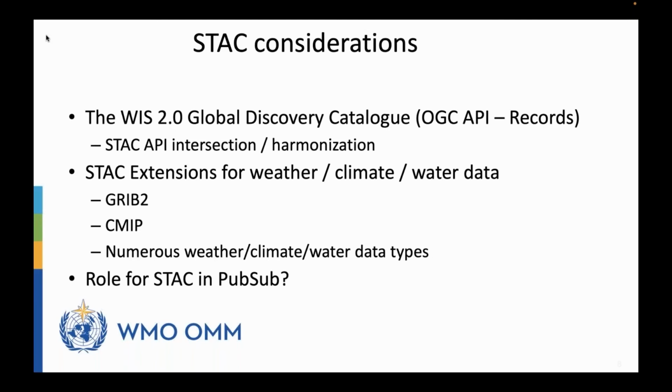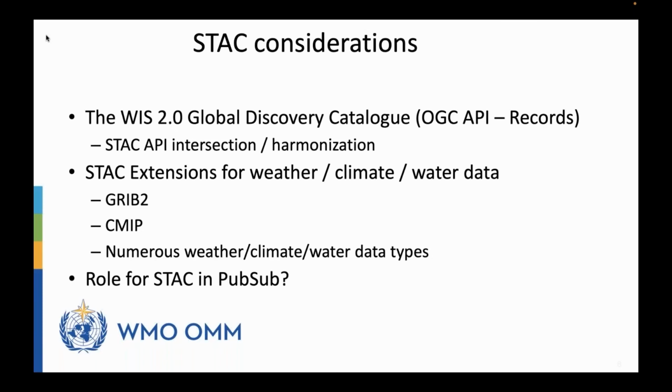Other areas where some consideration will be valuable are potentially STAC extensions for weather, climate, and water data. I showed a screenshot of a GRIB2 file, which was showing a bunch of foreign members in the STAC item. So can we envision extensions for the weather community around doing STAC item extensions for GRIB2? Or I know there's been work on climate and CMIP, for example. There are numerous weather, climate, and water data types out there. Is there interest from members in our community and other communities to put in extensions for those actual files, the metadata of those files?